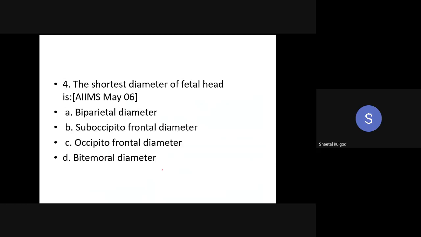Fourth question: the shortest diameter of the fetal head or the fetal skull is biparietal diameter, suboccipitofrontal diameter, occipitofrontal diameter, or the bitemporal diameter. Yes, anybody? Ma'am, bitemporal. Yeah, bitemporal is the smallest diameter of the fetal head. It measures about 7.5 centimeters. Biparietal is 9.5, suboccipitofrontal is about 9.5 to 10, and occipitofrontal is larger, about 11 centimeters. So the smallest here is bitemporal diameter.